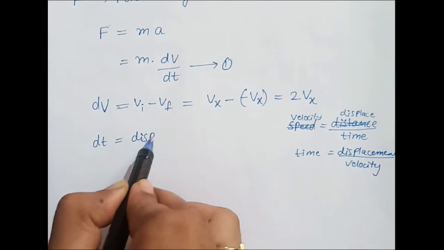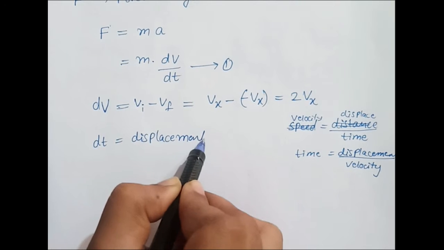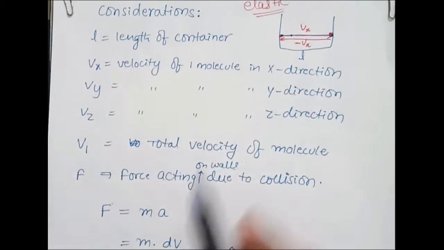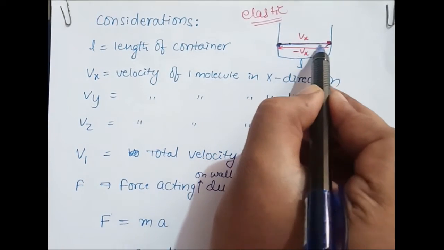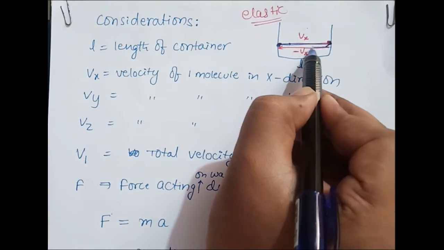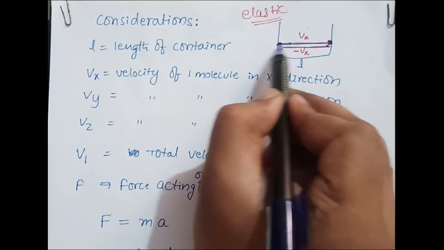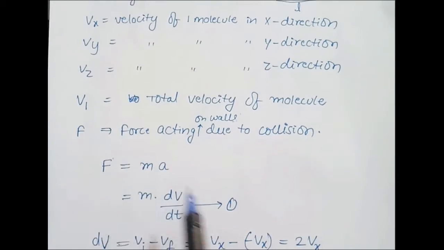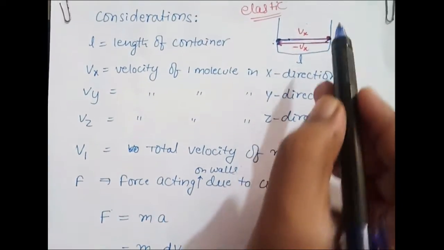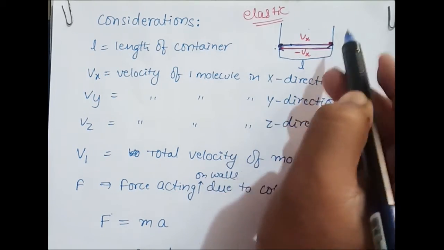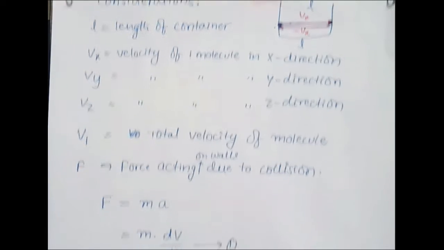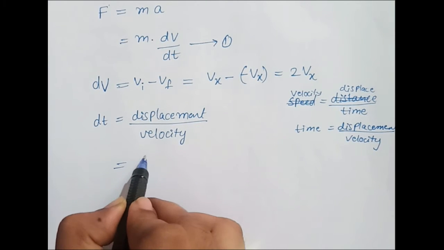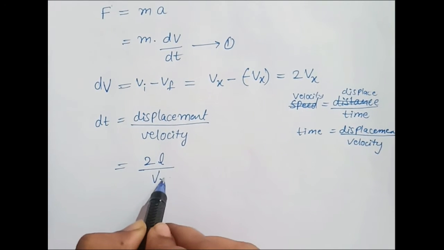Now for displacement: the particle moves a distance L and again comes back to the same point for another collision. So I am talking about the distance between two successive collisions. The main point is the force acting due to successive collisions. The particle moves the L distance and comes back the L distance. That means the total displacement between two successive collisions is equal to 2L, with velocity Vx.